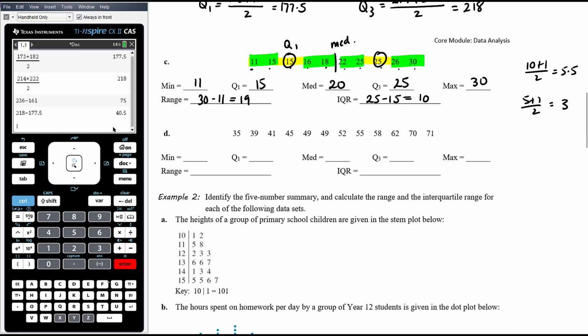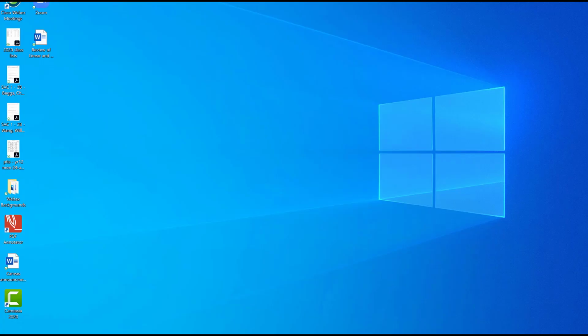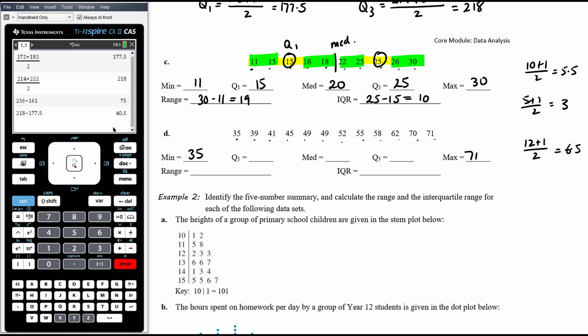Okay, final example here. We have 1, 2, 3, 4, 5, 6, 7, 8, 9, 10, 11, 12 bits of data. Minimum is 35, maximum is 71. Median will be 12 plus 1 divided by 2. 13 divided by 2, that's the 6.5th piece of data, which there isn't, so it's between the 6th and the 7th. Oh, my apologies. Between the 6th and the 7th.